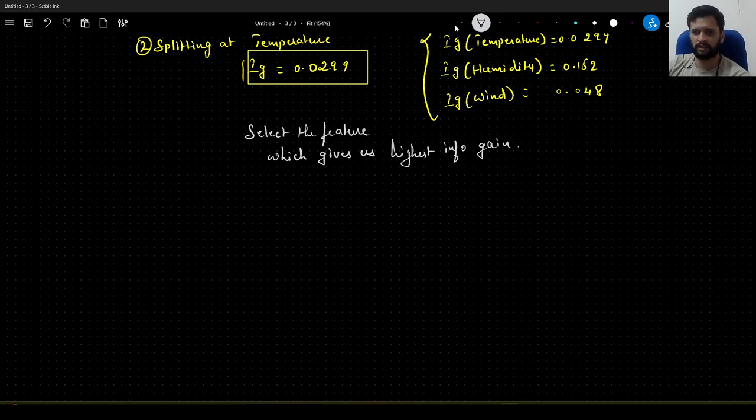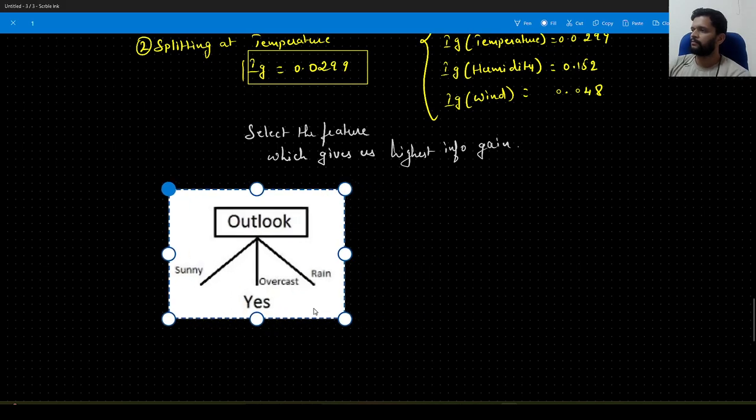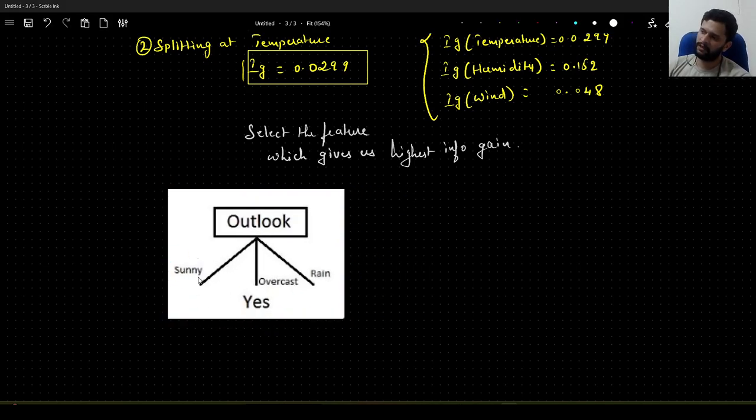So, if I split the data set at Outlook, this is how it looks like. Fine. So, now we will have our data sets split. And once we have this, whatever follows below sunny, overcast and rain are called subtrees, or you can call them branches. Let me just write it. Branches, or you can call it subtrees.